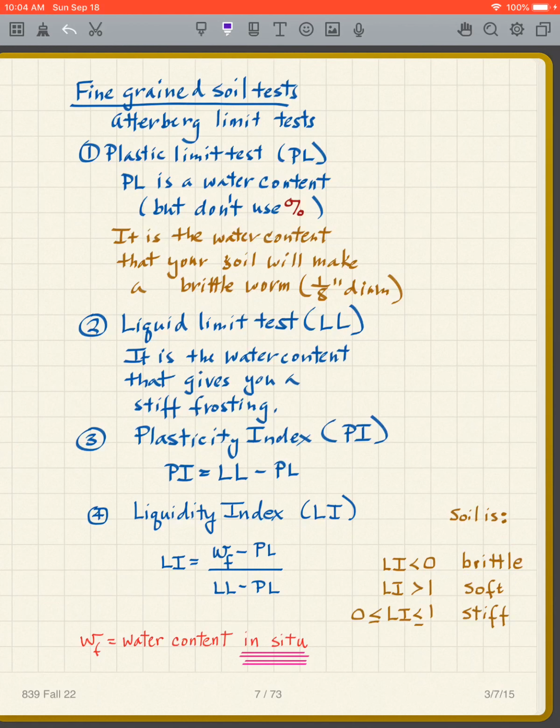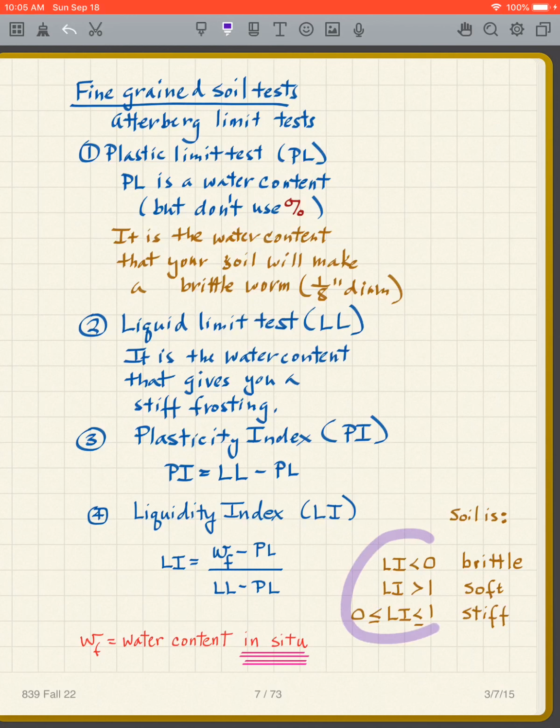If our water content in situ at our site is equal to the liquid limit, then what? Then this ratio becomes 1 because it's LL minus PL over LL minus PL. It's 1. So if our soil has a liquidity index of 1, our soil at our site is at the liquid limit, then it means it's a frosting, which is soft. It's a frosting for our cake. It's soft. And if this liquidity index is between 0 and 1, then it's in between, and we call it stiff.